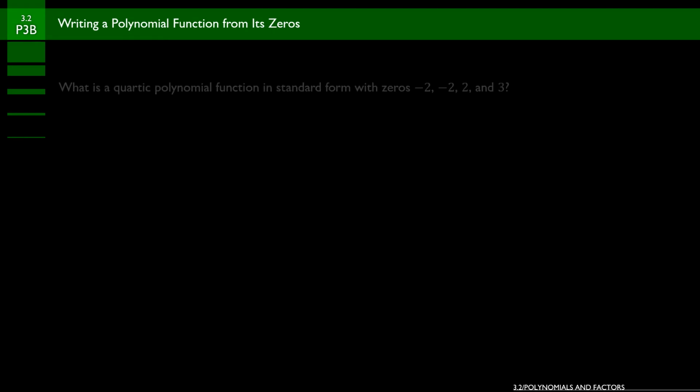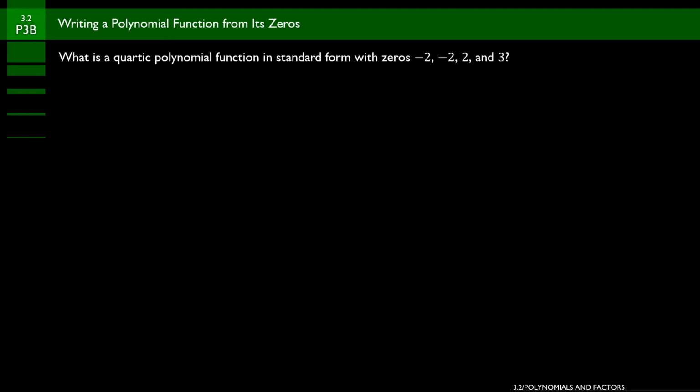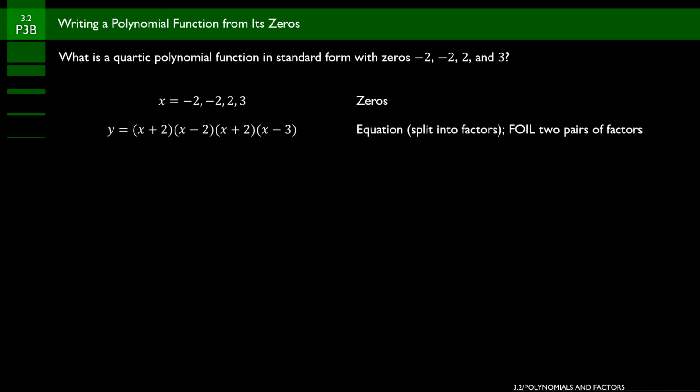In 3b, we're going to do the same process, but this time it's for a quartic polynomial. And the zeros are negative 2, negative 2, 2, and 3. So again, write out your zeros and then put them into factored form. So x plus 2 times x plus 2 times x minus 2 times x minus 3. And you can see that what I've done is I've exchanged the places of one of the x minus 2's with the x plus 2.